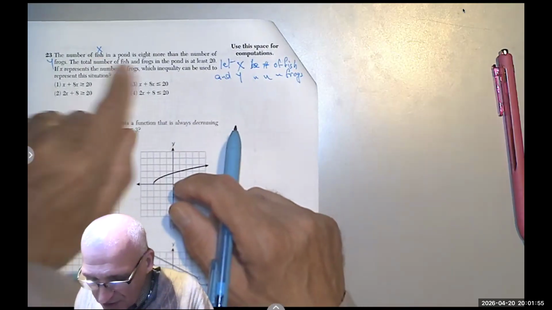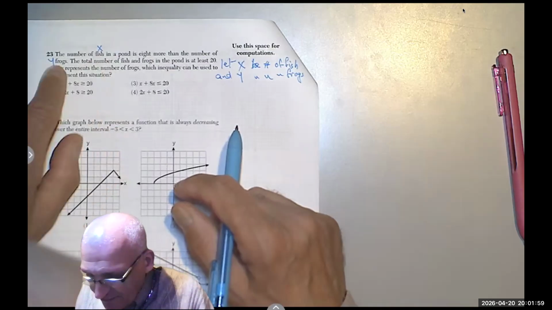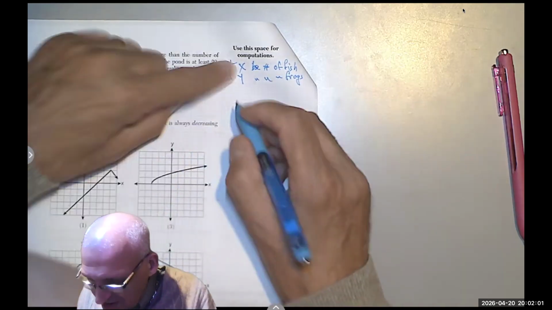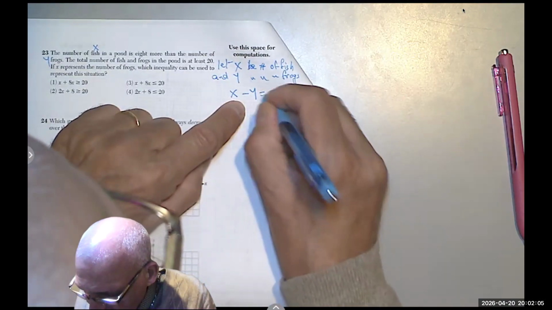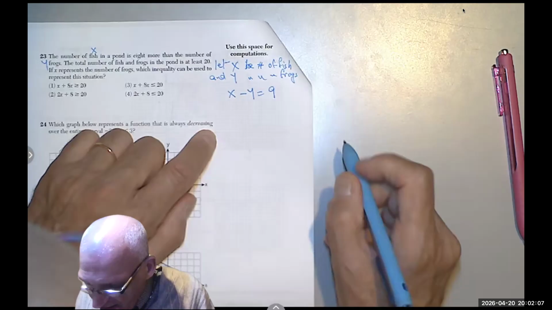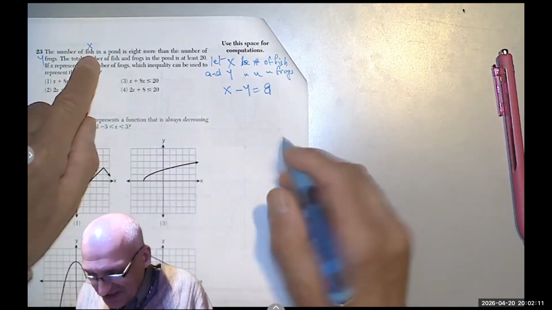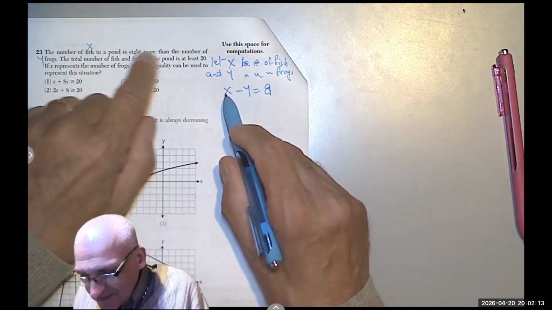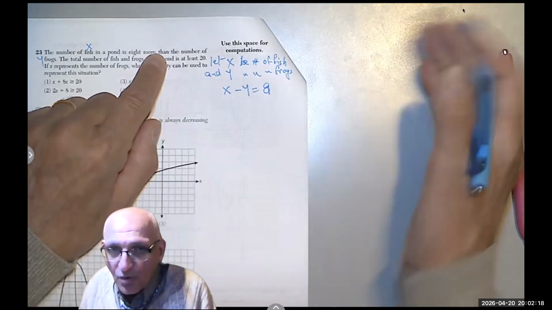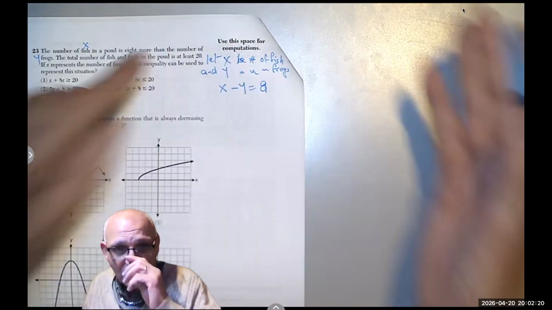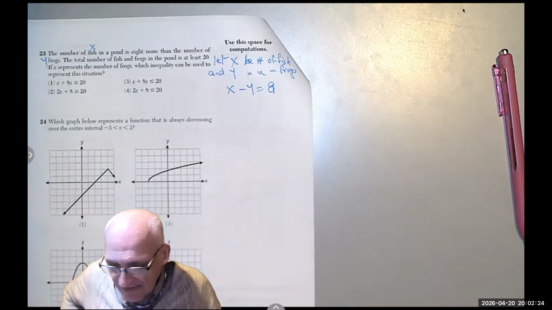So they tell you there are 8 more fish than frogs. So fish is x. X is greater than y. So x minus y equals 9, for example. 8. Why do they say 9? It says 8. The number of fish x is 8 more. So I can say x equals y plus 8, 8 more than frogs. Or you bring the y to the other side, so it becomes that. Anyway.